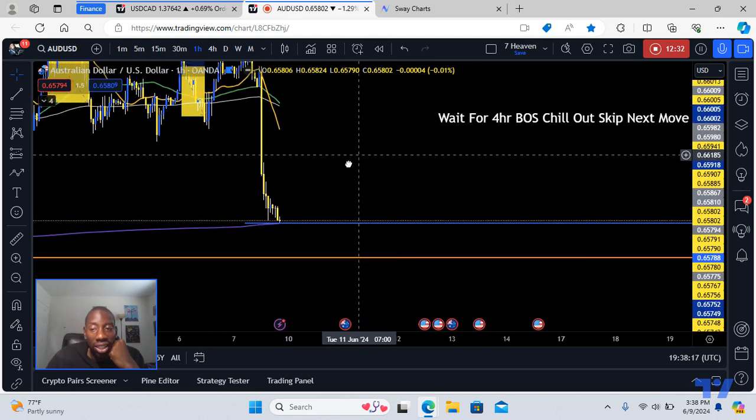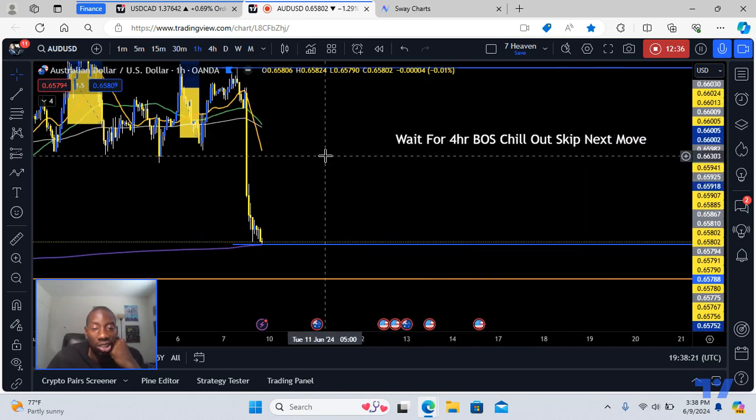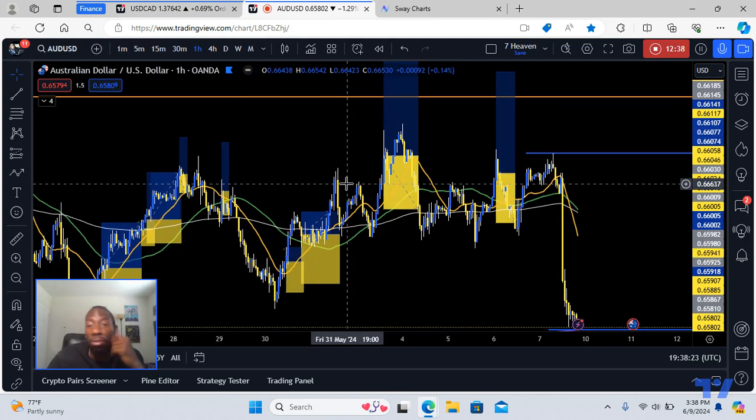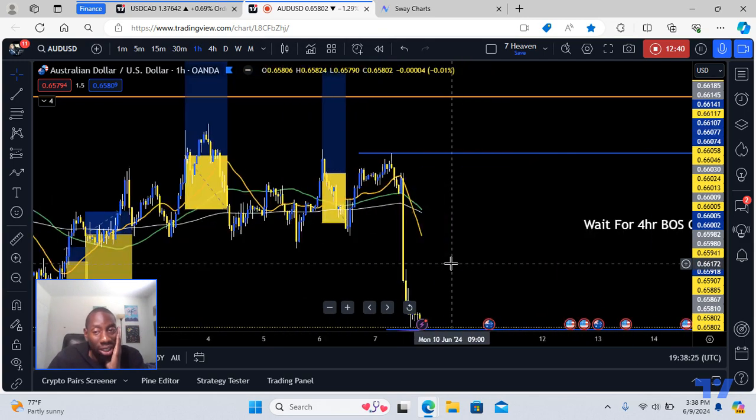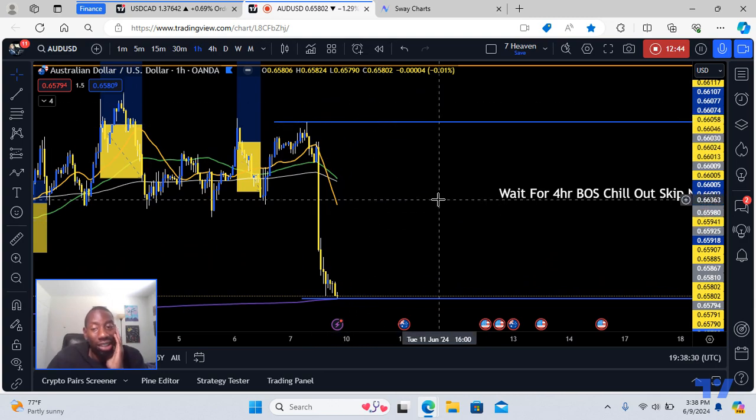AUD USD, waiting for a 4 hour break of structure, but I'm chilling out, skipping this next move. So I'm skipping this next setup. Regardless of what it comes out to, I'm skipping. And I don't even have an alert on this break of structure line because I don't need it.